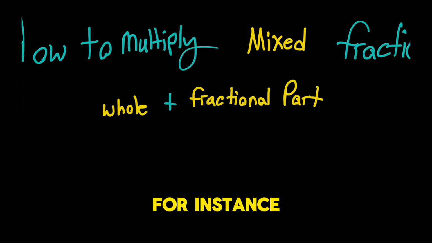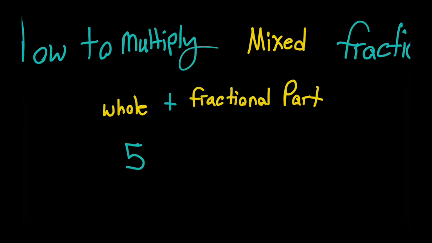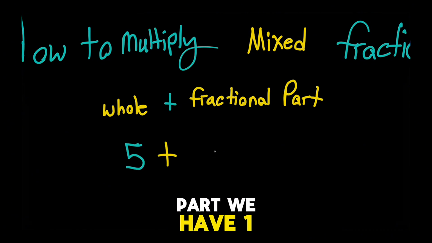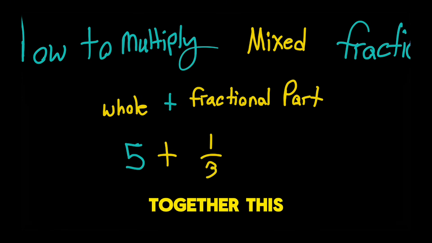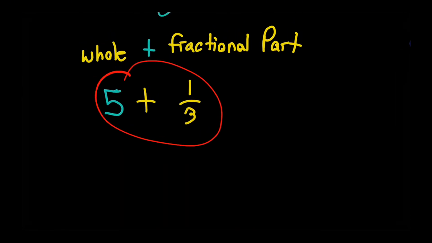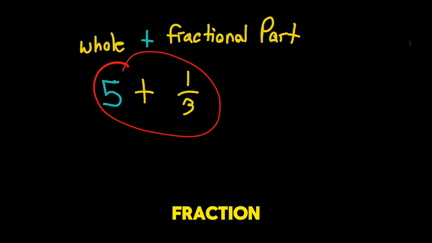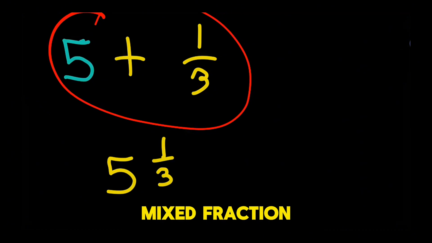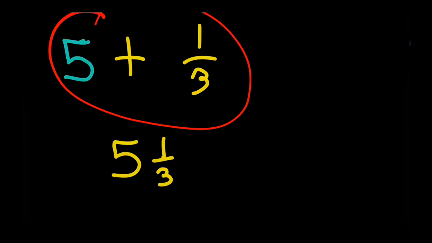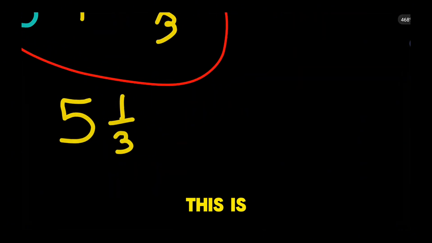For instance, let's say we have a whole number of 5, and for the fractional part we have 1 over 3. Together, this would be expressed as a mixed fraction, 5 1/3, and this is a mixed fraction. This is our mixed fraction.